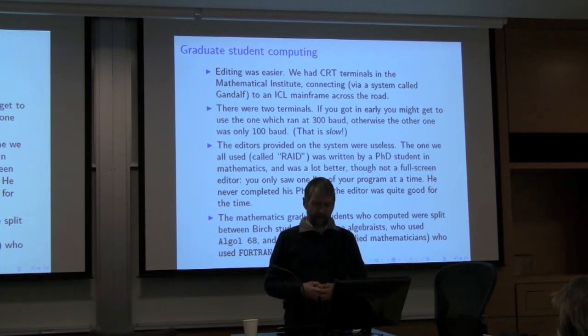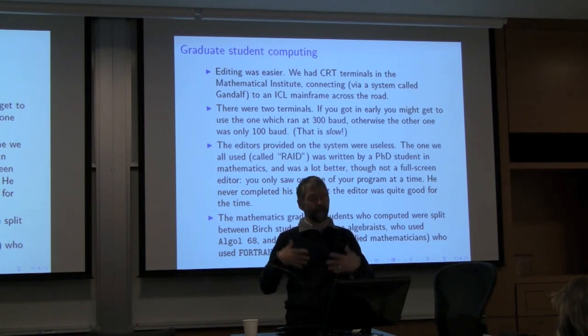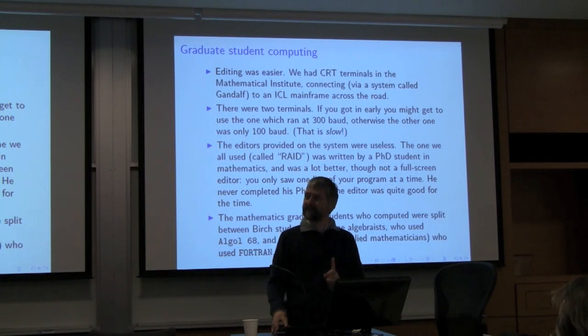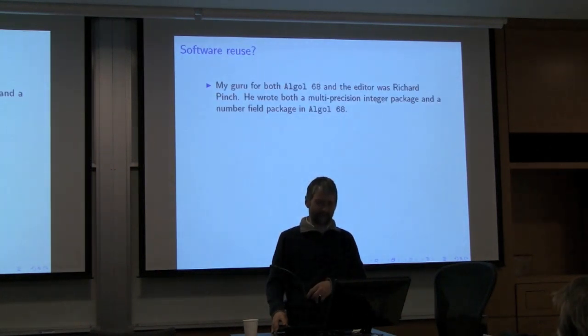The pure mathematicians all use Algol 68, and the applied mathematicians all use Fortran. And as far as I can tell, applied mathematicians still use Fortran. Pure mathematicians have evolved slightly since then. Although there's nothing wrong with Algol 68, it was a really, really good language. I'll come back to that.